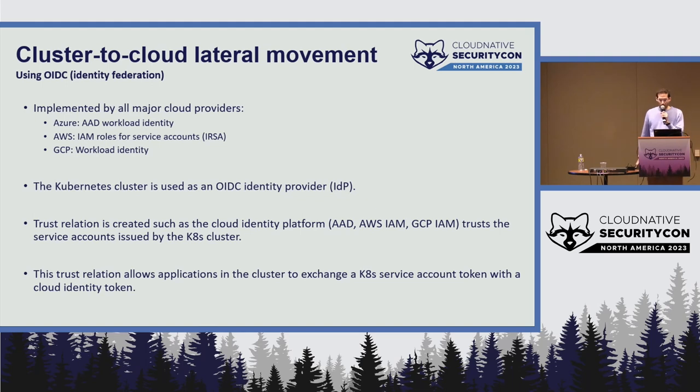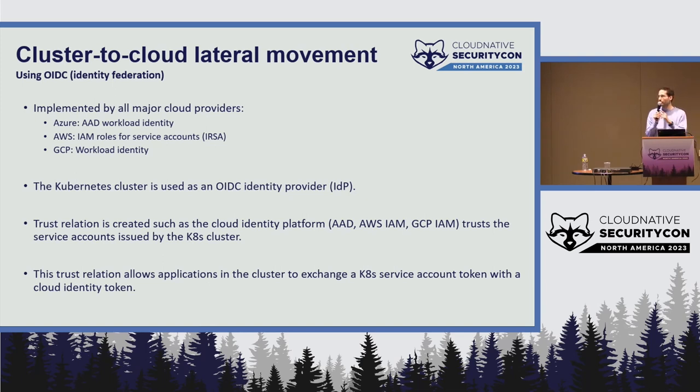In GCP, they actually use in their implementation some aspects of the previous concept that we saw. They also intercept the traffic to IMDS to a local server. But generally, the concept is similar between the cloud providers. In this method, the Kubernetes cluster is used as an OIDC identity provider. It means that the cloud identity platform, such as Azure Active Directory or other identity platforms, can trust tokens that are issued by the cluster. And because of this trust, applications in the cluster can exchange a token of a service account with a token of a cloud identity.